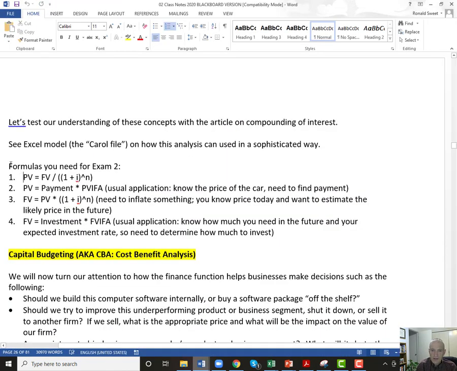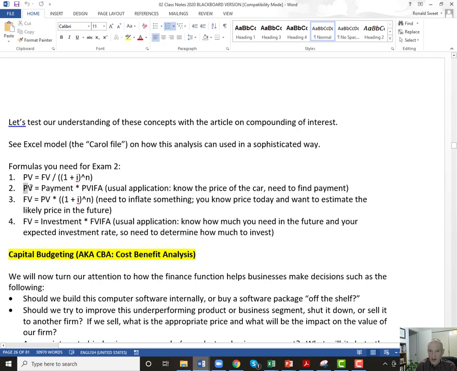Remember in the class notes, at the very end of the class notes, I talked about the 4 formulas that we need, the formulas we use on exam 2. This first one, a future value discounted to today, the present value. Remember we said we hardly ever use this one. The present value equals the payment times the present value interest factor annuity. Remember we used this to figure out a loan amount.